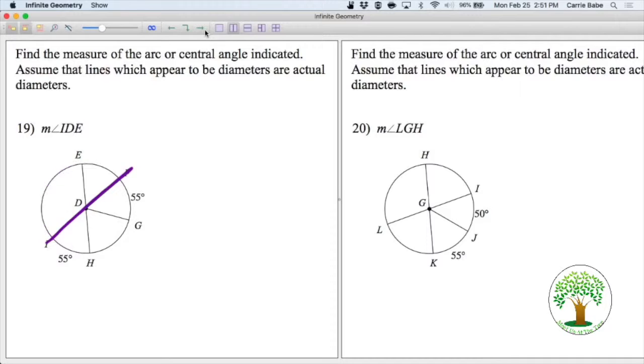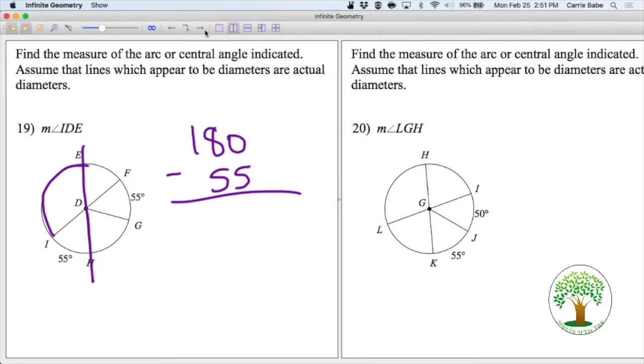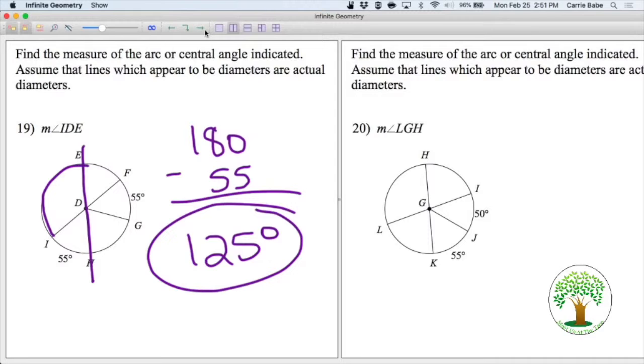180. What about this? Is that also a diameter? And that's also how much? 180. So if that's 180, we know this part's 55. So how long is that one? 180 minus 55. 125. Please confirm that. Yeah. Verified.